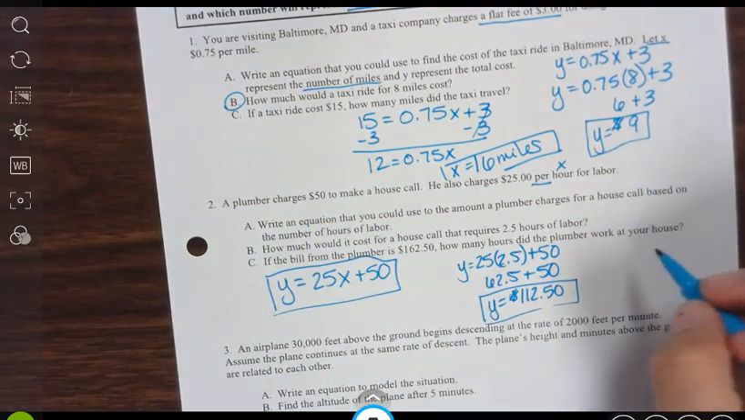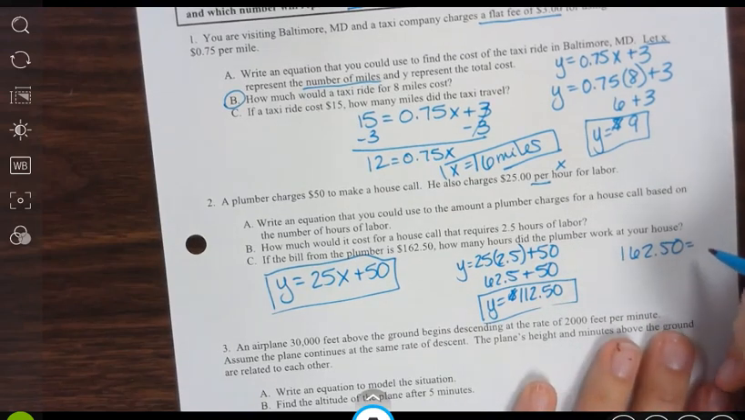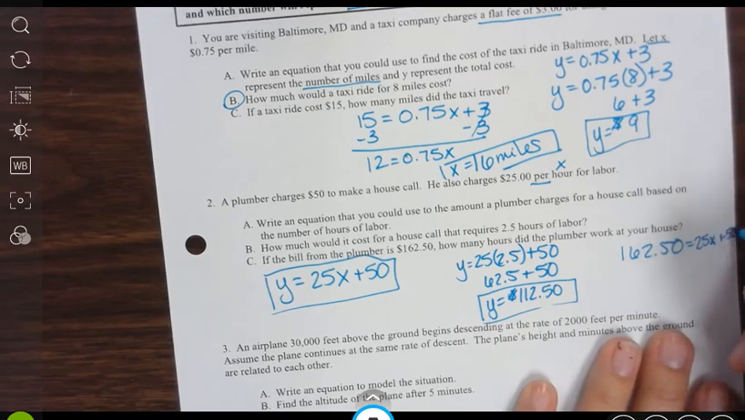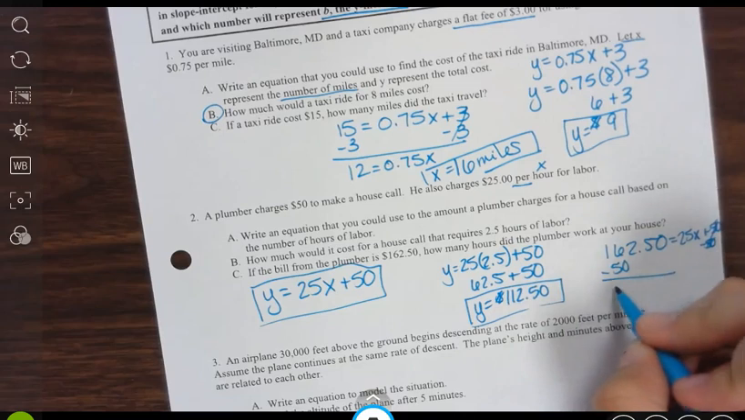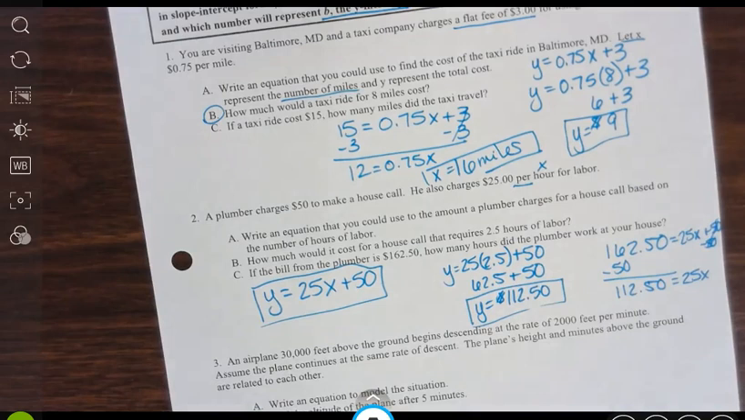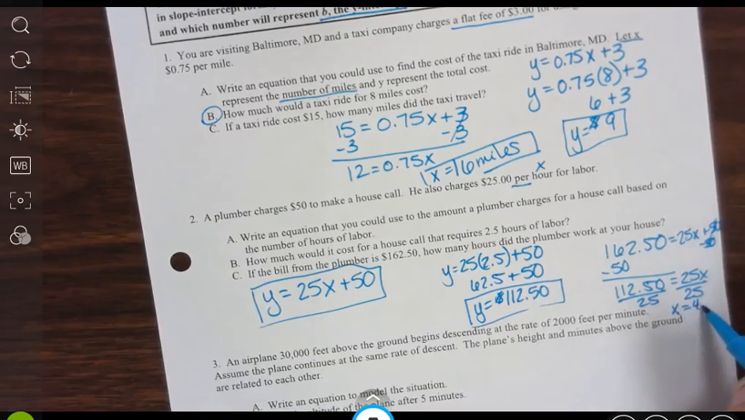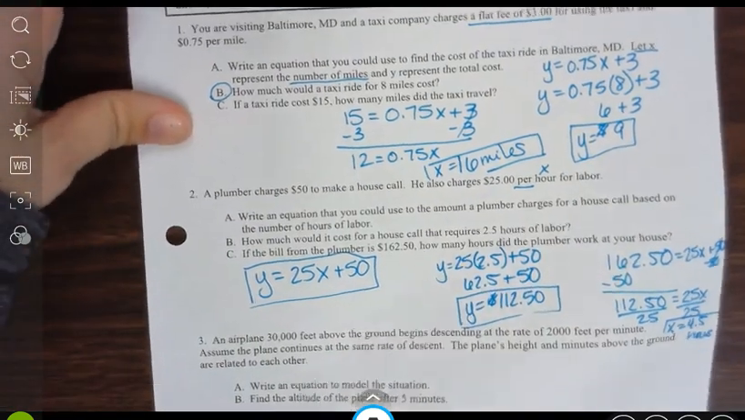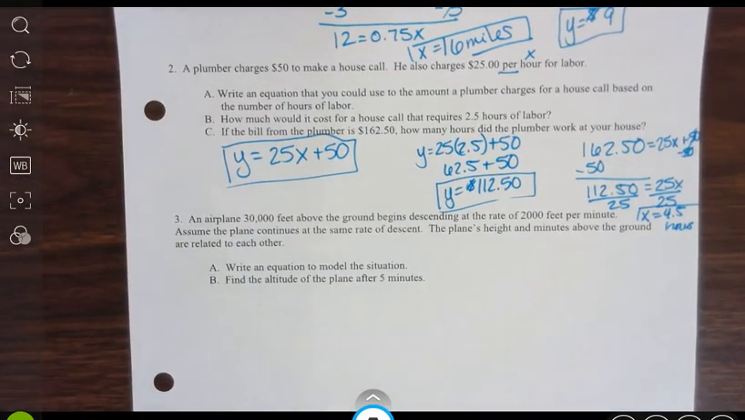And then for C it says the bill of the plumber is $162.50. How many hours did the plumber work? So the total cost was $162.50. Got to solve for x. So x equals 4.5 hours. If you need to, you can pause that.